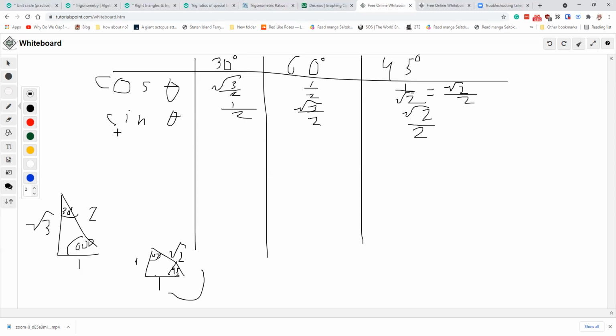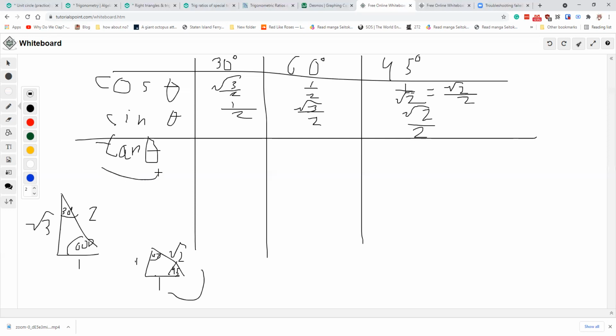Now, if you want the tangent of theta as well, I'm actually going to leave that as one last practice challenge problem for you. Finish this table for tangent of theta. Okay? So that's the problem. I'll just leave it up to you. Do remember the relation between sine, cosine, and tangent that we did in our unit circle video. Okay?